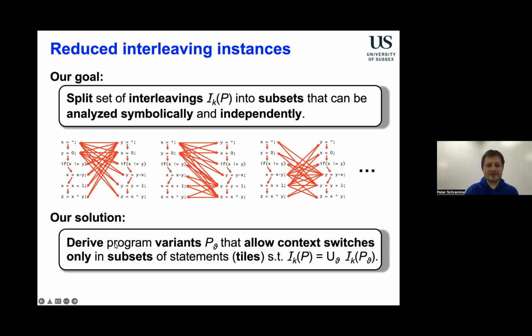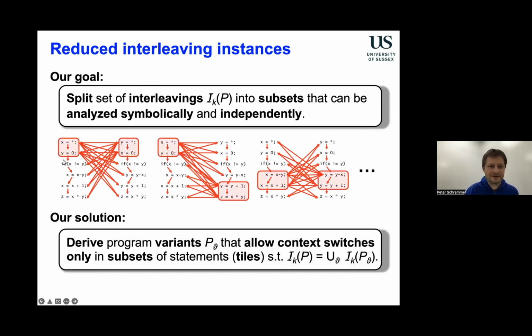What we do is derive program variants, which we call P_delta here, that only allow context switches in subsets of statements. We call these subsets of statements tiles. We construct these tiles in a way that we essentially cover all the interleavings of the original program. So we're not losing any behaviors, but we split the behaviors into subsets whose union gives us the original behaviors.